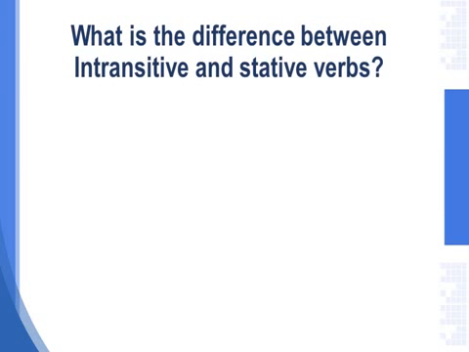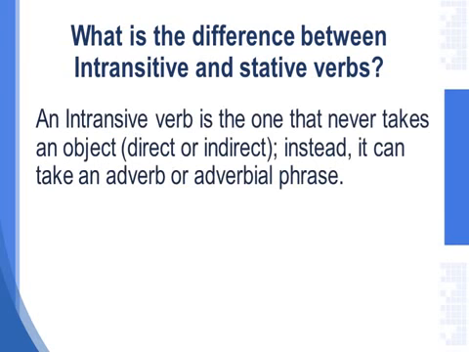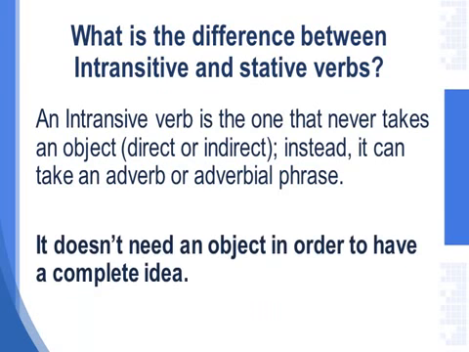Let us start with intransitive verbs. Remember that intransitive verbs are those ones that never take an object. This means that you do not need any direct or indirect object. Instead of that, you can use any other kind of complement, like for example, adverbs or adverbial phrases. I need to insist, in order to leave it clear, that you do not need an object for the sentence to have sense.